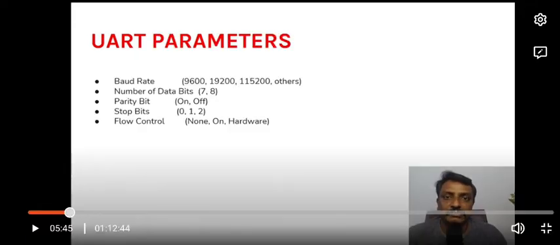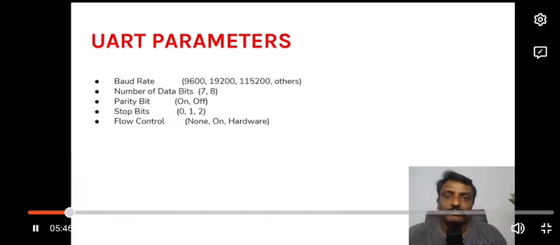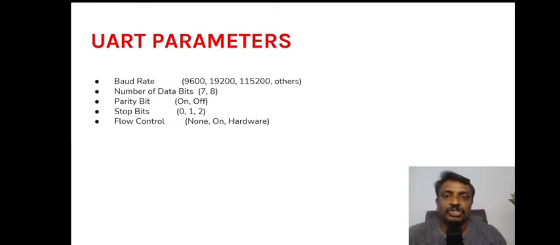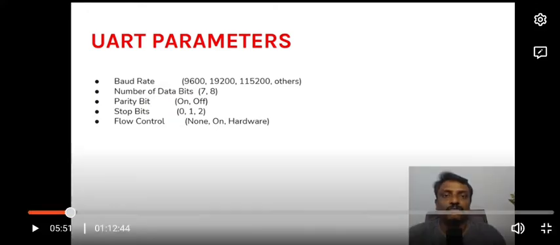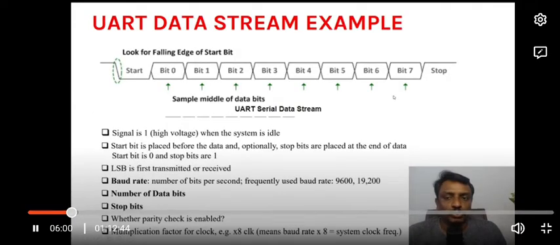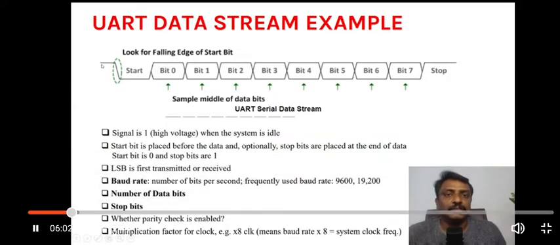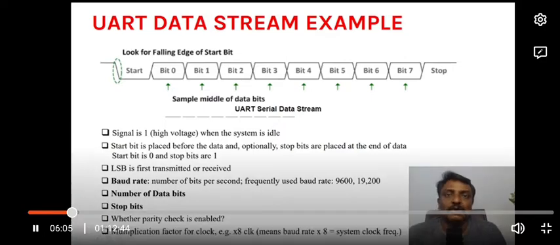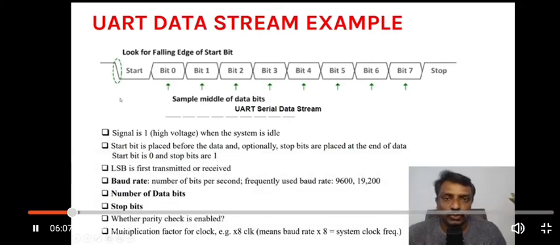It can be 9 bits. The parity bit can be on or off. Okay, and you could also have stop bits and flow control. Usually the transmitting pin is high. When it starts transmitting data, the pin goes low. That is the start bit. First comes the start bit, and then it transmits the 8-bit data. Then finally the pin goes high for the stop bit for a certain period of time.